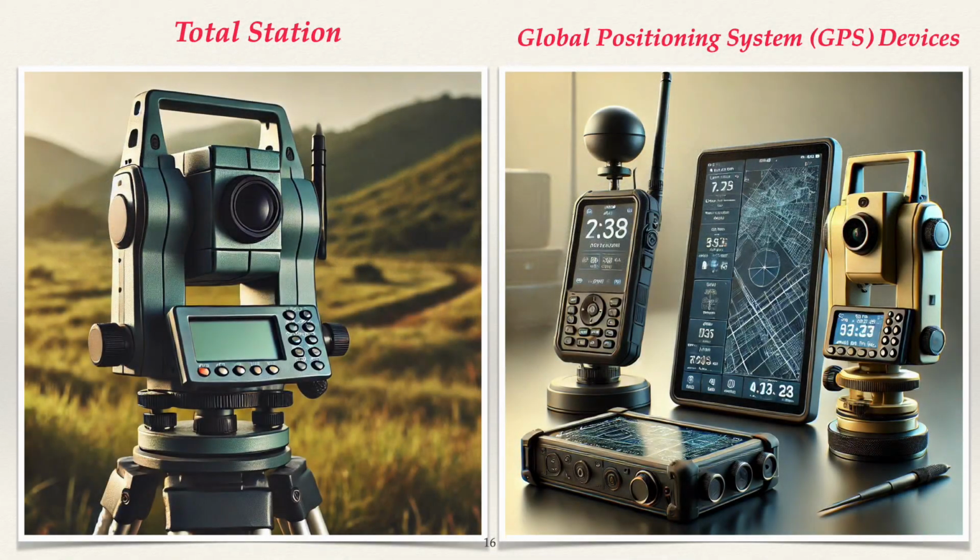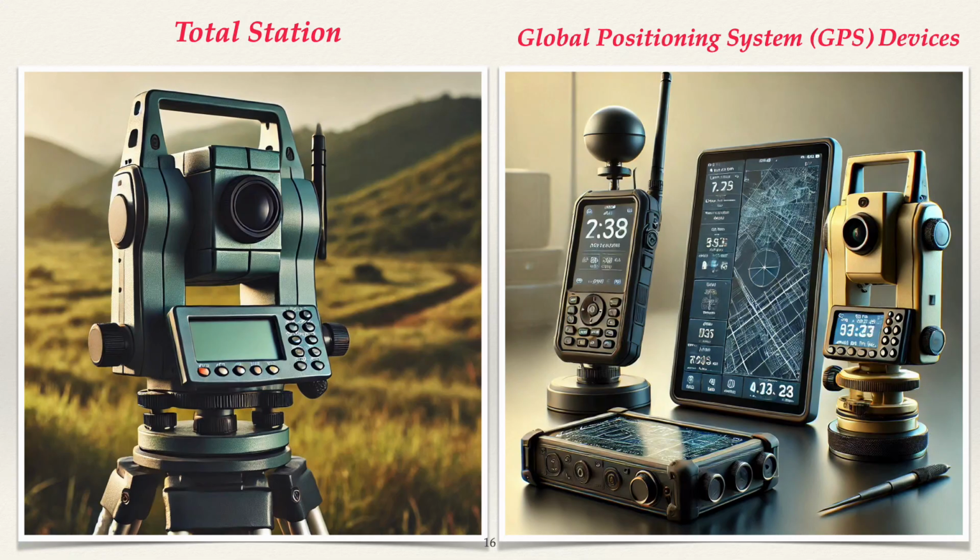Total station. The purpose of using a total station: it is a key surveying instrument for measuring horizontal and vertical angles, distances, and coordinates with high precision. The functions are distance measurement using electronic distance measurement, EDM, angle measurement for accurate tower alignment, and collecting survey data to be fed into design software like PLS-CAD. Total stations are used for route surveys, detailed surveys, and tower location marking.